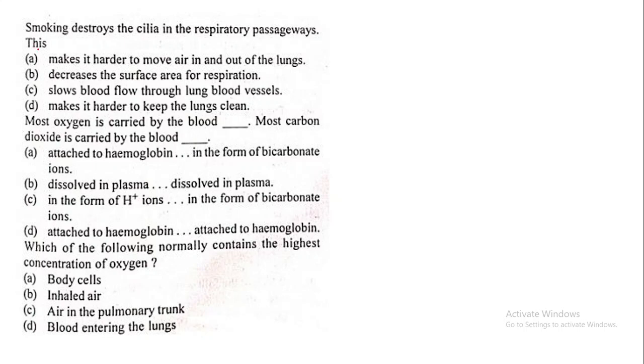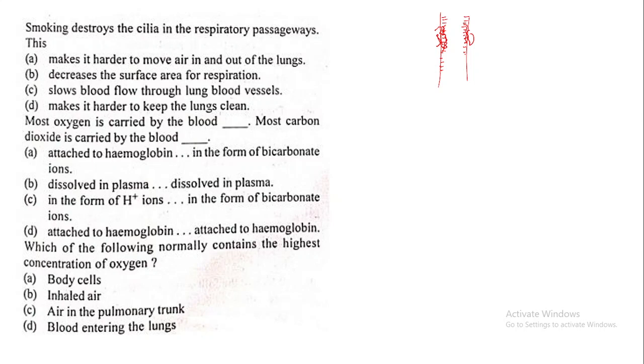Smoking destroys the cilia in the respiratory passages. Cilia are nothing but hair-like projections lining the entire respiratory passage. The purpose of cilia is to attack any kind of pathogen or dust particles that enter. They get attached here and are eaten by the phagocytic cells. Now smoking destroys the cilia in the respiratory passage. So smoking, tobacco, that causes problems. We all are aware that smoking can cause lung cancer, right?